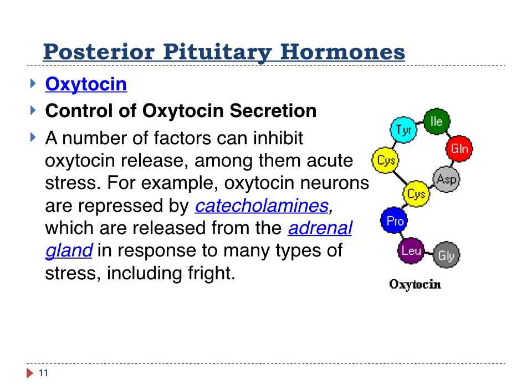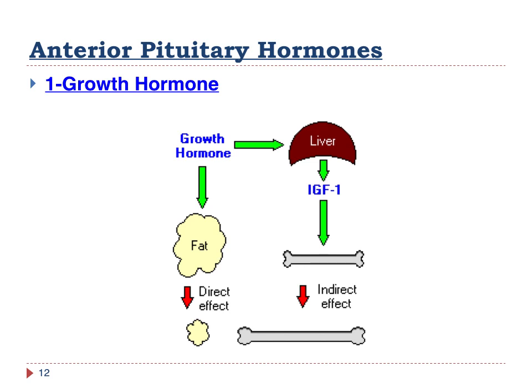a number of factors can inhibit oxytocin release. Among them is acute stress. For example, oxytocin neurons are inhibited by catecholamines, which are released from the adrenal gland in response to many types of stress, including fright. So these were the two hormones that are secreted from the posterior pituitary gland. These are called the neurohormones. In fact, as we said, they are synthesized in the hypothalamus and secreted from the posterior pituitary, which is considered as an extension of the hypothalamus.